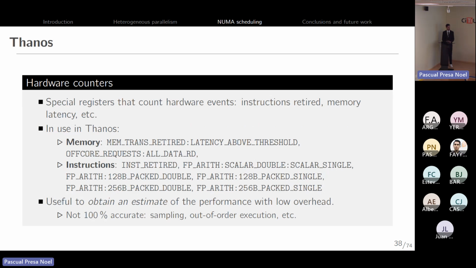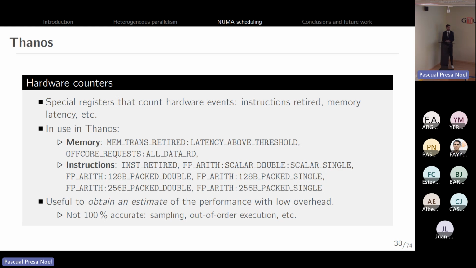In the profiling phase, we use the hardware counters, as we mentioned before. These hardware counters are special registers that count hardware events, such as the number of instructions retired, the latency of memory operations, cache misses, the statistics of branch prediction, a lot of events. In particular, in Thanos, we use memory events related with memory operations and the number of instructions retired.